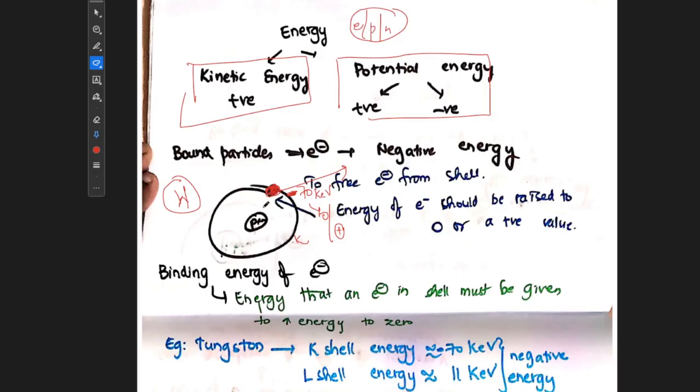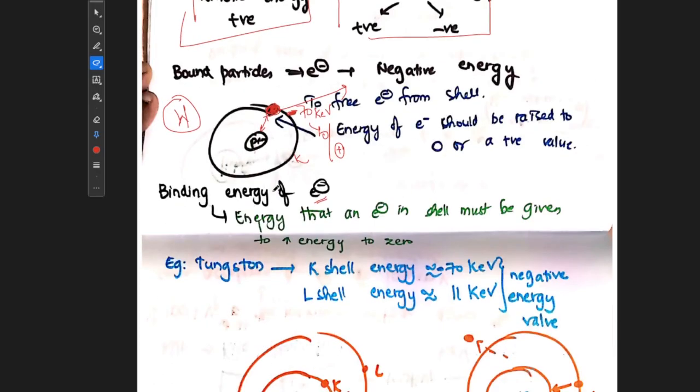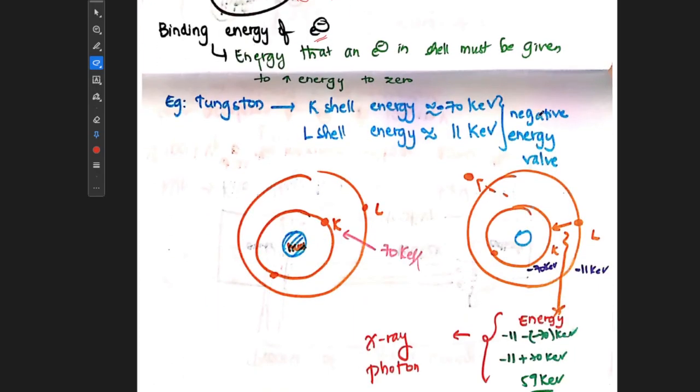So binding energy is the energy that an electron in the shell must be given to increase its energy to zero. So binding energy is the energy that we have to give this electron so that the electron can free itself from its shell, that is, to increase the energy to zero. So the K shell has a binding energy of minus 70, the L shell has a binding energy of minus 11 kilo electron volts. All these are negative values.